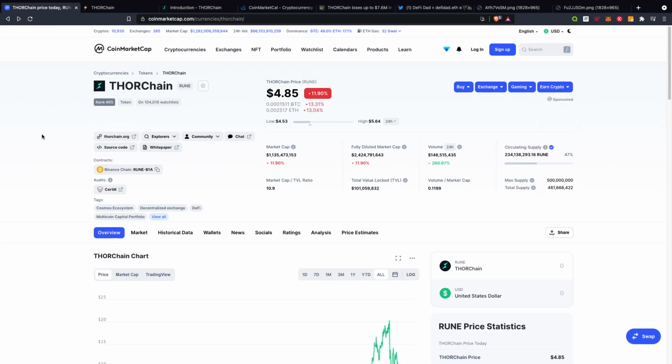Jumping straight onto CoinMarketCap, as you guys can see, they're doing pretty well in the top 100, currently 65. They are on the Binance contract at the moment. They are already verified by Certik as well. They are currently down 12% over the last 24 hours, just circulating underneath that $5 mark. In terms of market cap, they're doing pretty well, over 1.1 billion. Circulating volume is just underneath the 150 million.